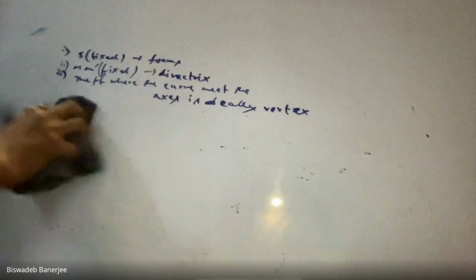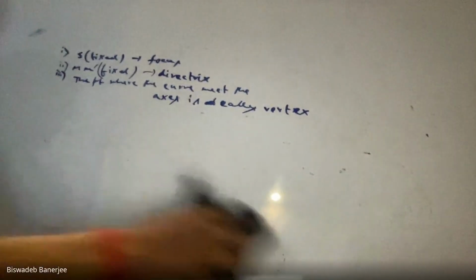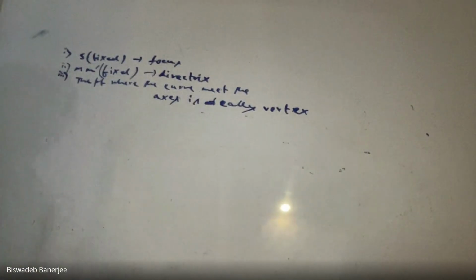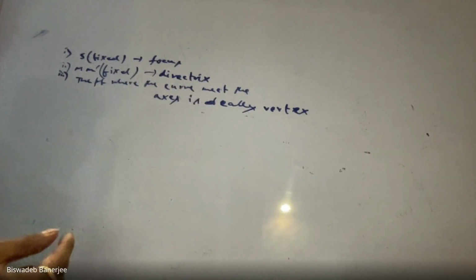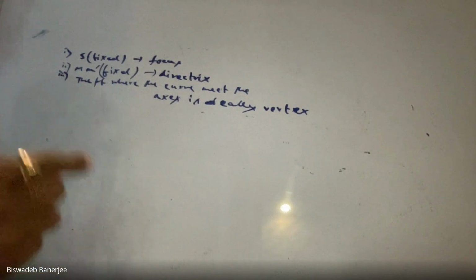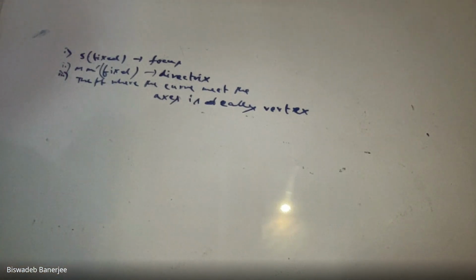So this S point is said to be my focus. My directrix is my fixed line. My vertex is the point where the curve meets the axis. So these are some important concepts.